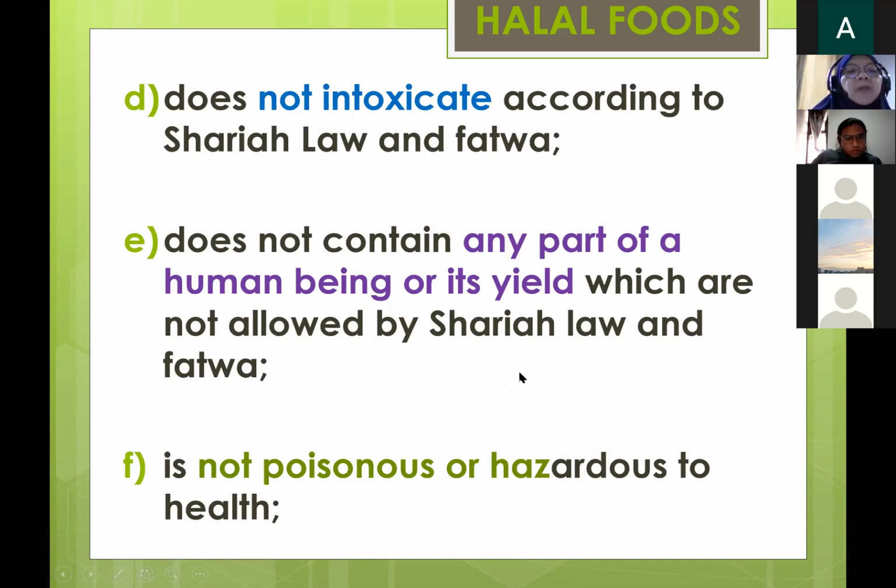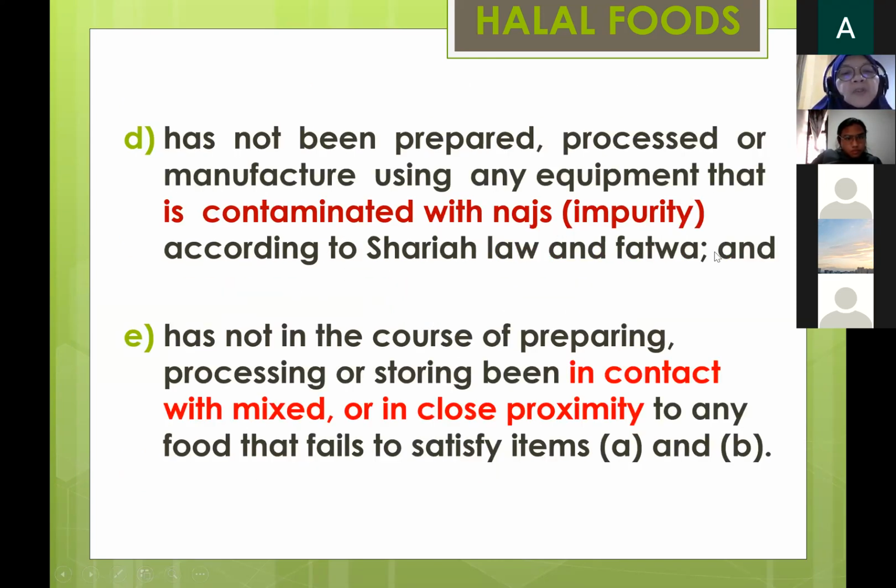Halal food has not been prepared, processed, or manufactured using any equipment that is contaminated with najs according to Sharia law. Meaning, what is the definition of najs according to Sharia law and fatwa? After this, you will know. When you process or prepare food, or during manufacturing, the equipment that you use must not be dirty or contaminated with najs. If it is contaminated with najs, then that food is not halal.